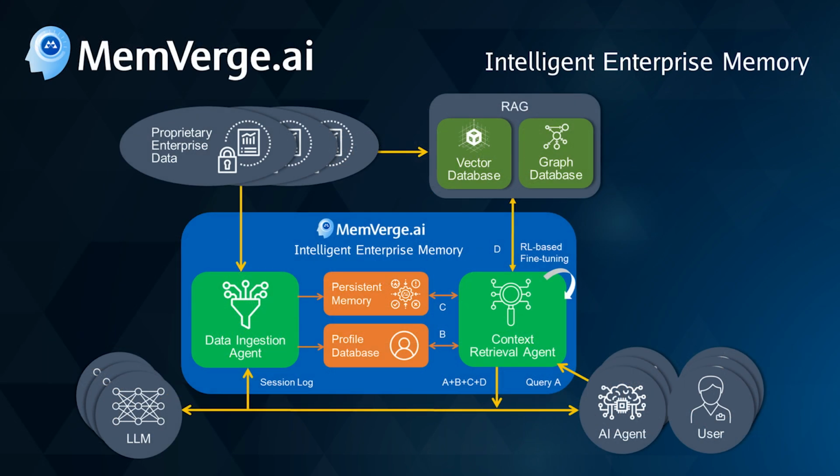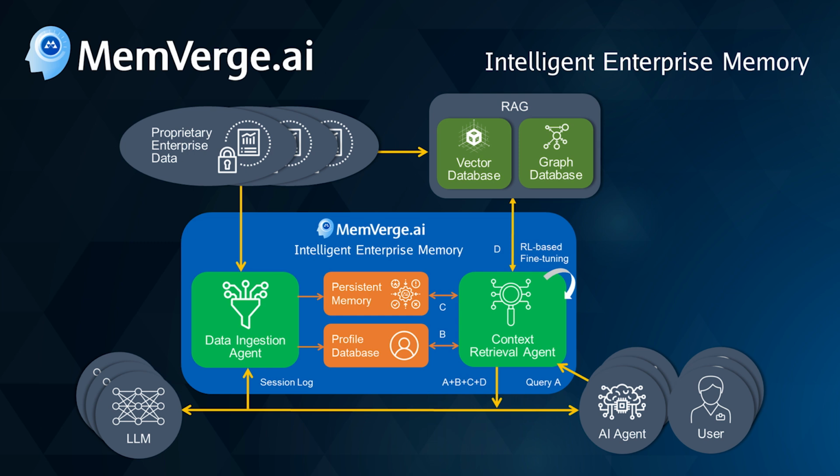Zooming in to a bit more detail on how intelligent enterprise memory works. It has a data ingestion agent that gets the data, including all the interactions between agents, users, and models in those session logs, as well as other enterprise data that could serve as good context, such as your Slack messages or email messages. All this data goes into the persistent memory, which has a particular way of organizing these data pieces. It will also extract a profile database. These are the profiles of the users, of the projects, and of the agents, creating really deep portraits of these people and these agents.